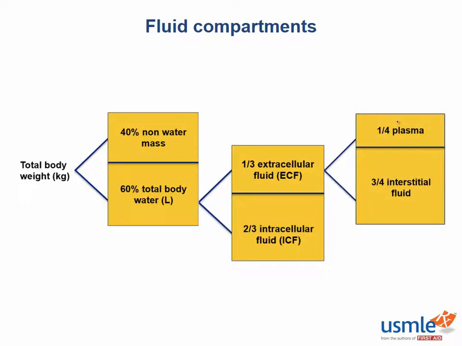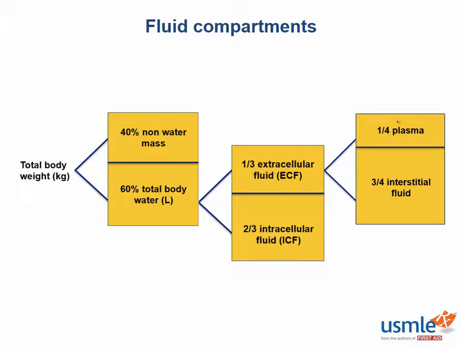Extracellular fluid can also be divided into two components, interstitial fluid and plasma. Interstitial fluid makes up about 3/4 of the ECF, whereas the plasma makes up only about 1/4. It's intuitive that the interstitial volume would be bigger because that's the volume that actually surrounds our cells, whereas the plasma volume, on the other hand, is only the volume contained within the vascular system.